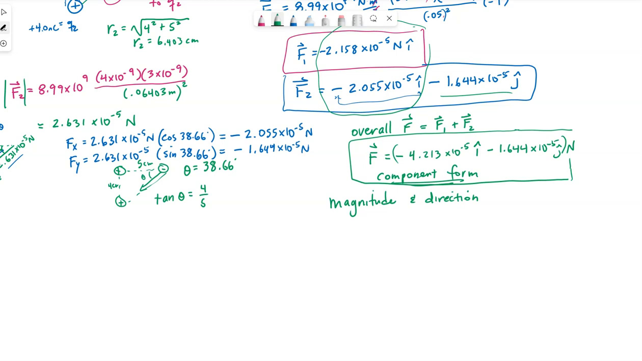Magnitude and direction means if I were to draw these components, the x component is much larger to the left and the y component is down. So we have Fx, we have Fy. So our components, the overall force would be right here. This is the force overall.